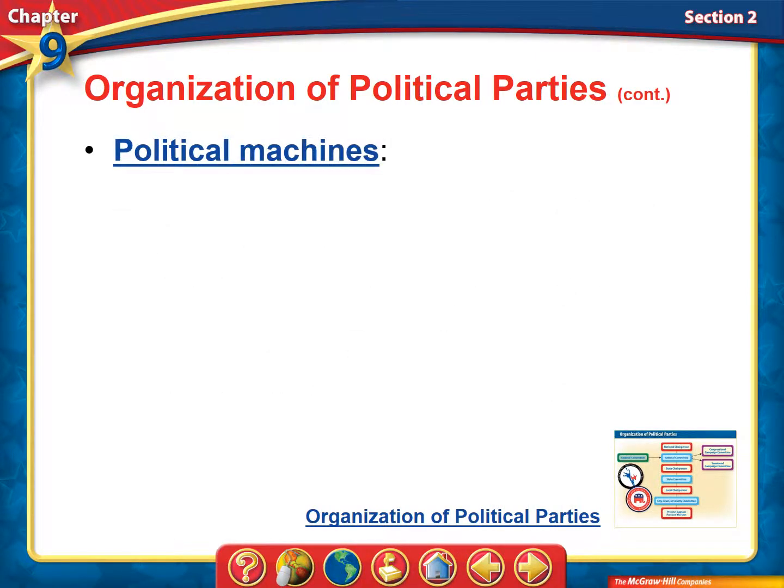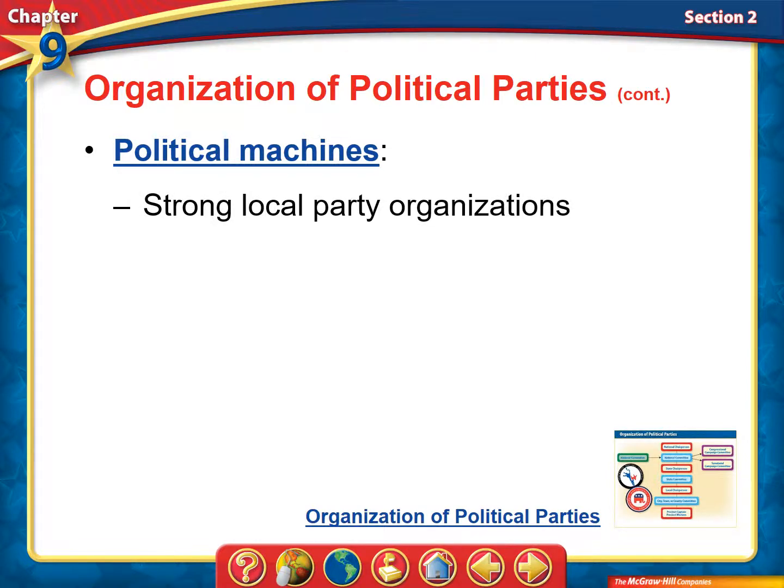We also need to understand what political machines are. A political machine is a strong party organization. These are the individuals or groups that can control appointments, that is, political appointments at the local or the state level, and they can also deliver votes.